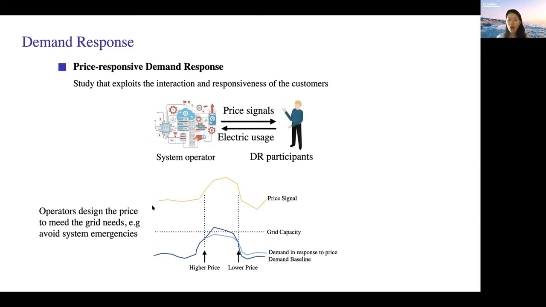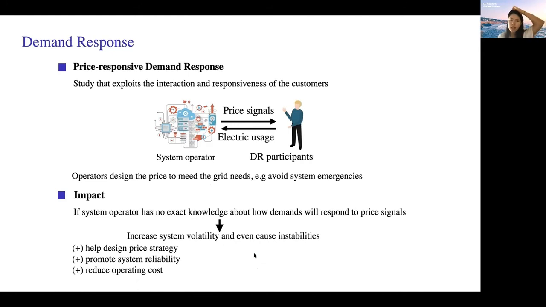You can see the orange curve is a time varying price signal. Once the price signal is higher, the demand will be lower, and when the price signal is lower, they will increase their demand. In this way, the operators can design the price to meet the grid's needs, especially to avoid system emergencies. So if we study this demand response, we can help design the price strategy, promote the system reliability, and reduce the operating costs. If the system operator has no exact knowledge, then it will definitely increase the system's volatility.